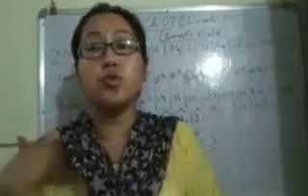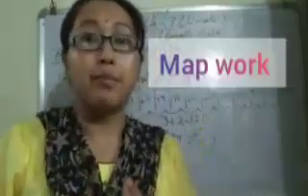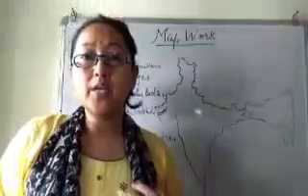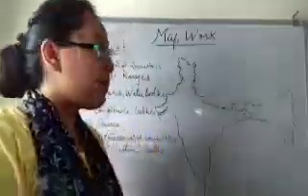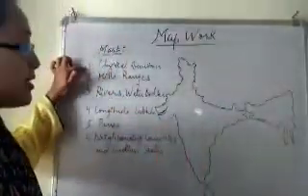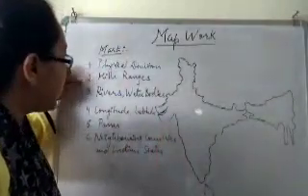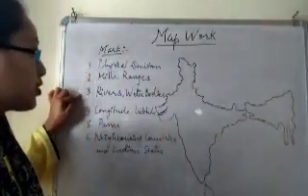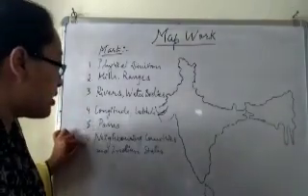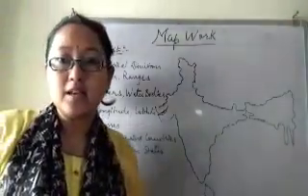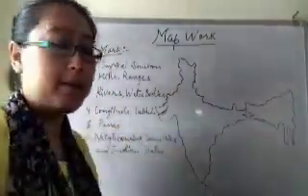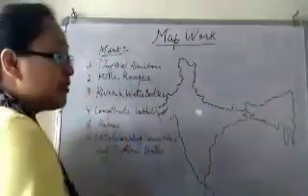Now let's move to some map work. Be ready for the map work. We are going to do some map work, and the topics to be done today are physical division of India, hills and ranges, rivers, water bodies, longitude and latitude, passes, neighboring countries, and Indian states. So let's begin our map work. The first topic is physical division.